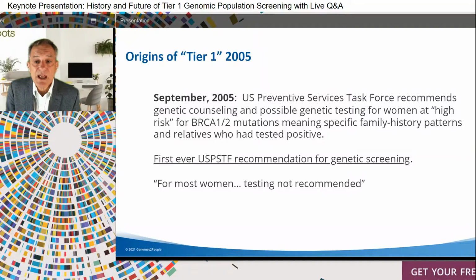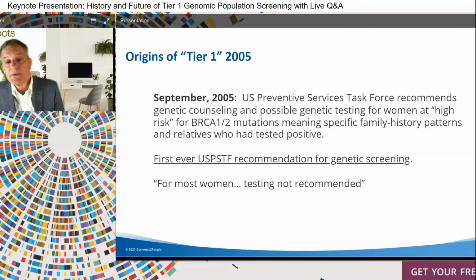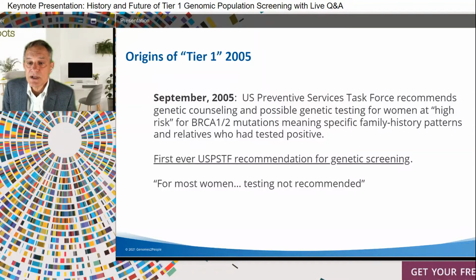This was not, and to this day, they do not recommend population screening of any way, shape, or form. And this was the first ever USPSTF recommendation for genetic screening. But the sort of chilling words that are still there was, quote, "for most women, testing is not recommended." So it was a very specific use case.